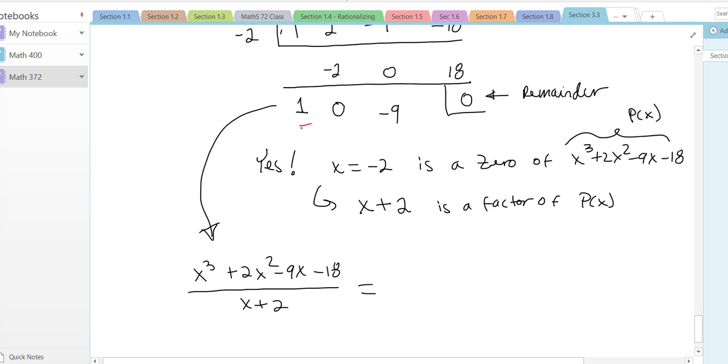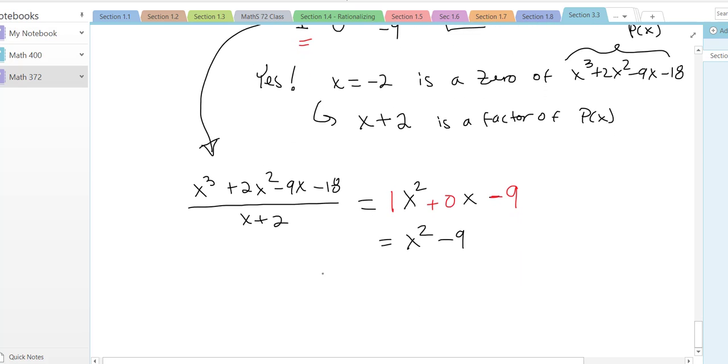So the coefficient of the x squared is going to be 1. So I'm going to have 1 x squared. And then the coefficient of the x term will be 0. So plus 0x. And then the constant term, minus 9. So these give us the coefficients of our quotient. So our final answer is essentially x squared minus 9.